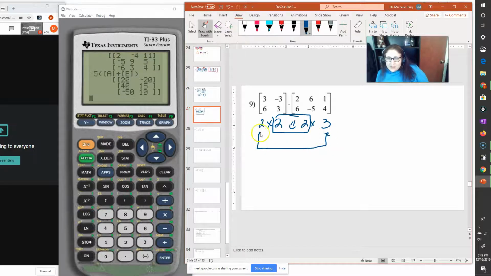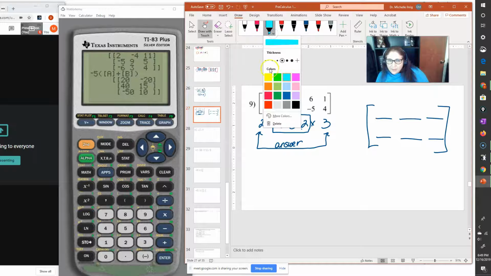Whatever these numbers are, these are going to give us our answer. So I'm happy because 2 and 2 matches up, and my answer is going to be a 2 by 3. So I'm going to draw a 2 by 3. Now this is where it gets a little bit tricky.